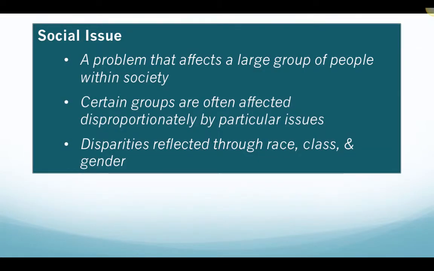Before examining social justice, we are first going to examine social issues. Think about what a social issue is. For your topic of interest assignment, you are asked to choose a social issue that you will be following throughout the course. Social issues are considered to be problems that affect large groups of people within society. If you think about these issues and examine the groups of people disproportionately affected by them, you will often see disparities reflected through race, class, and gender.